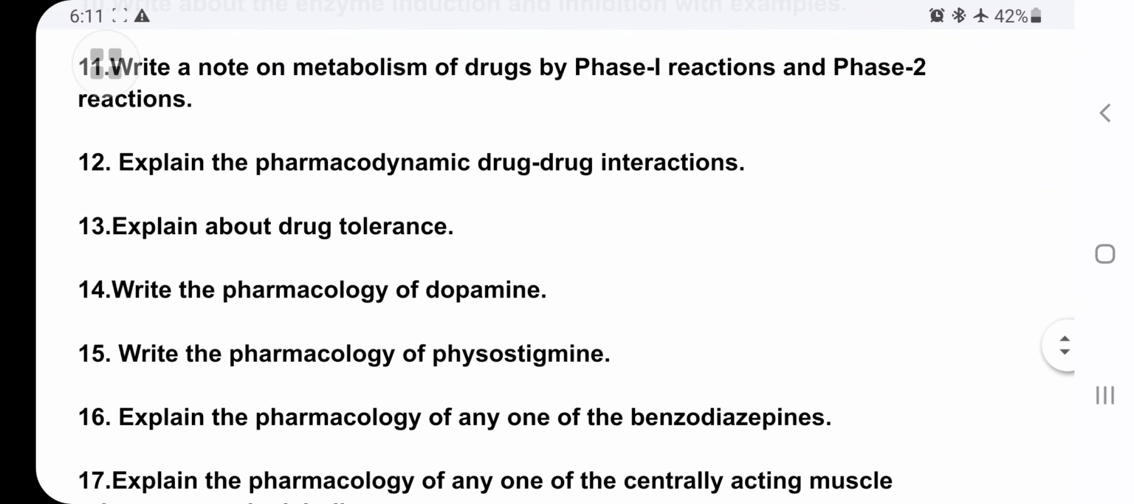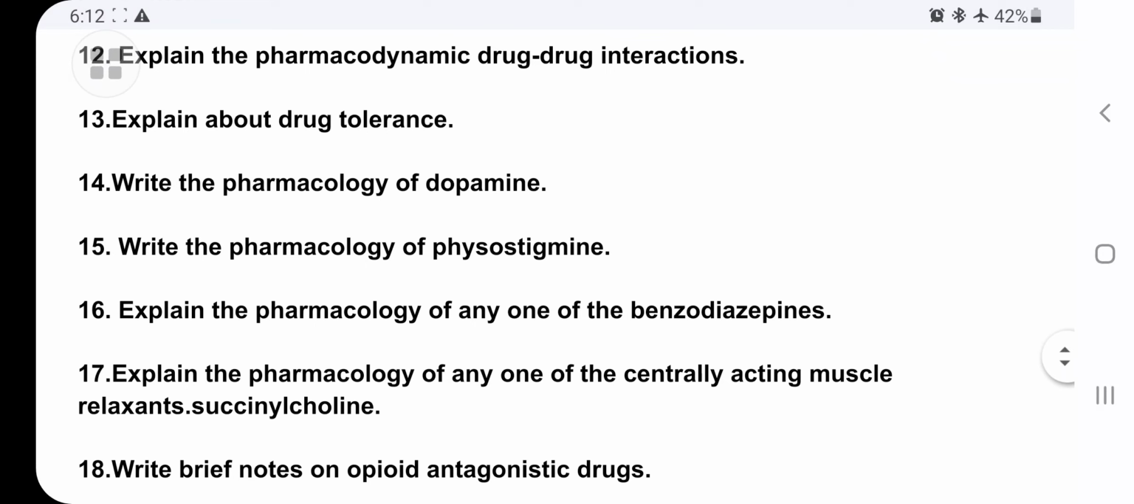Then explain about drug tolerance. Drug tolerance means tolerance developed to the drug. That you have to write, the principle of that. Tachyphylaxis also you can add here. Pharmacology of physostigmine. Yes, it is the anticholinergic drug or parasympathomimetic drug.